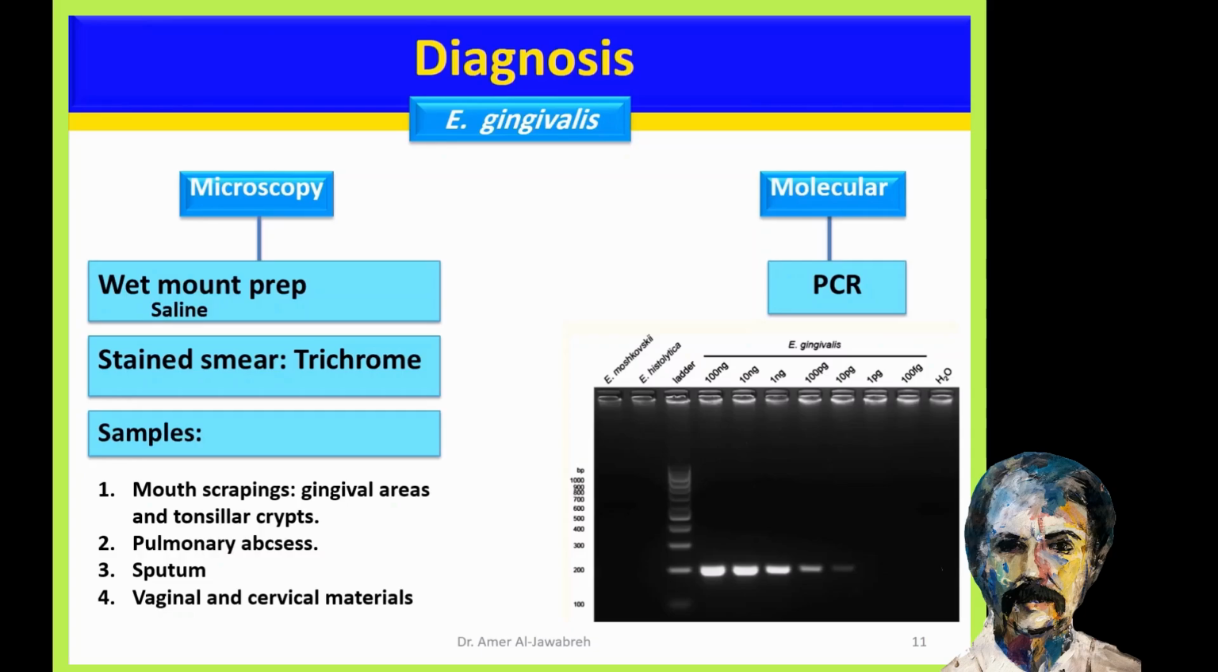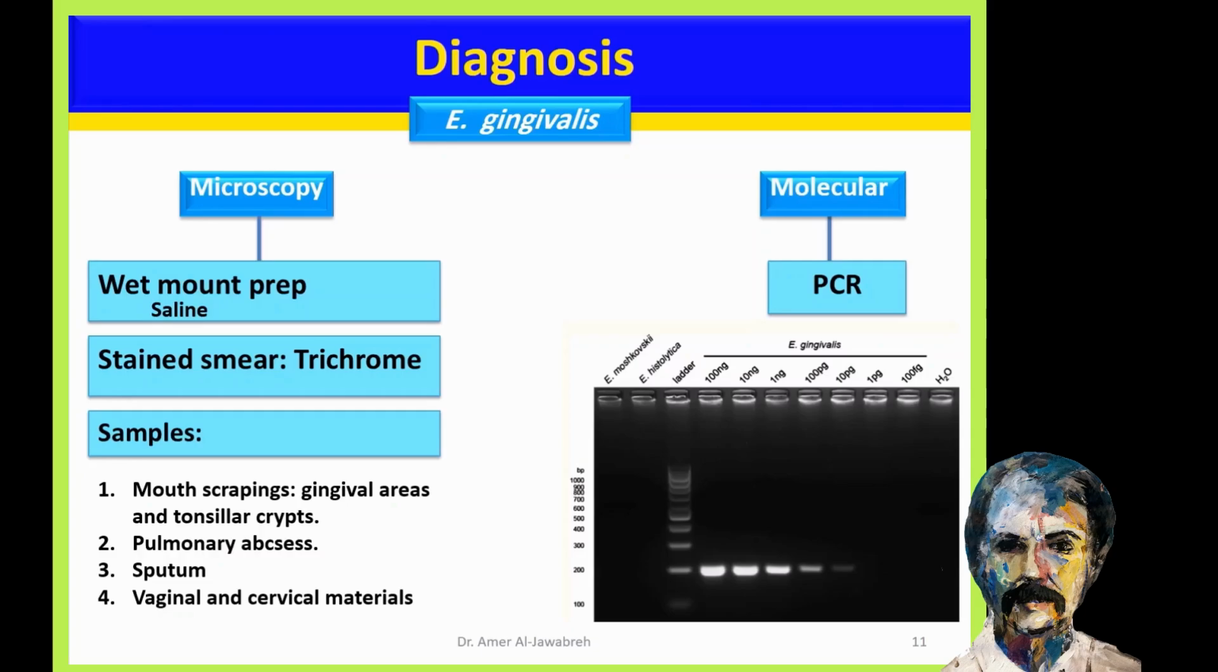Samples. In the intestinal samples, our sample is stool, feces. Here, because it's in the mouth, the sample is something different. What is it? Mouth scrapings, so you can scrape between your teeth. Gingival areas, around the gingiva, between teeth. That's one. Tonsillar crypts in the tonsils in the back. Pulmonary abscess, it can reach down to the lungs in some cases. Sputum, so it can be in the mouth, and sometimes, if you are unlucky, it can go down to your lungs.